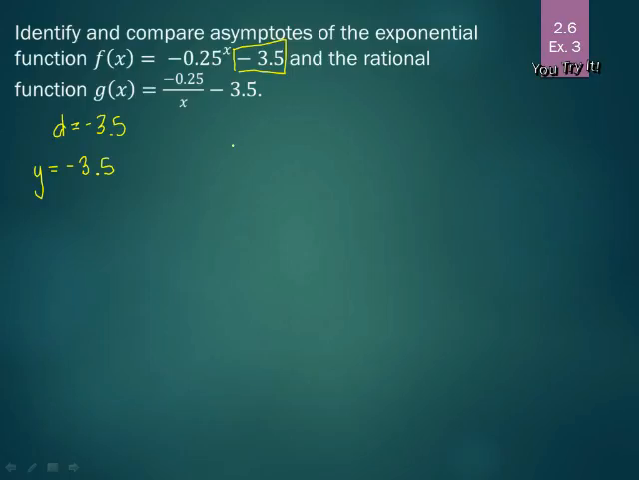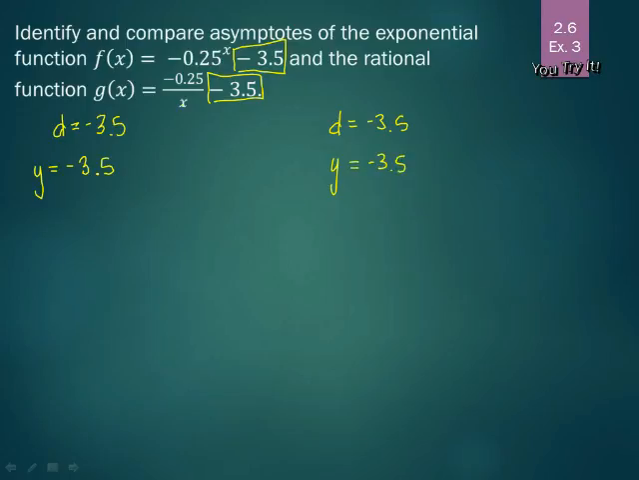And then in our other function, g of x, we see the d value is also negative 3.5. And so that will still remain true here because with a fraction, we can't have 0 in the bottom of it. And so whatever the fraction is, that's never going to equal 0. And so we can never have g of x equal negative 3.5. And so again, d equals negative 3.5. And then again, the horizontal asymptote will be negative 3.5.